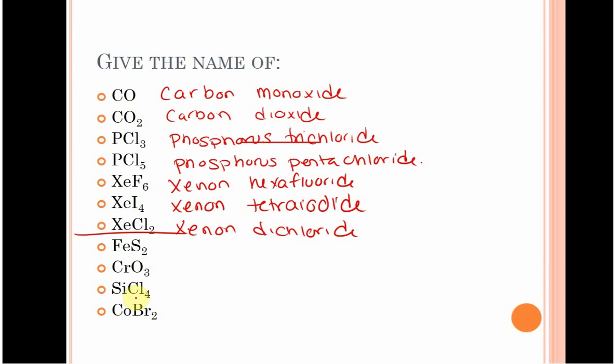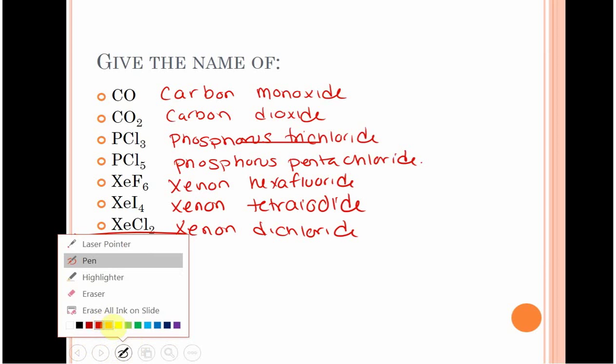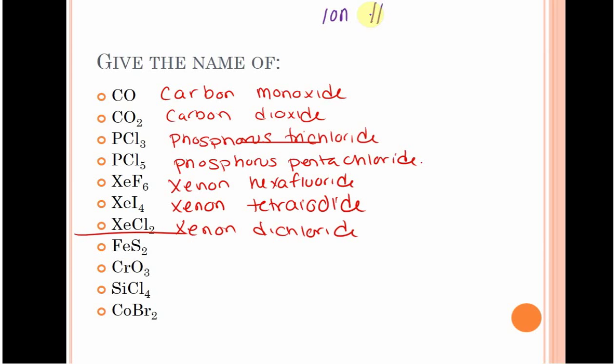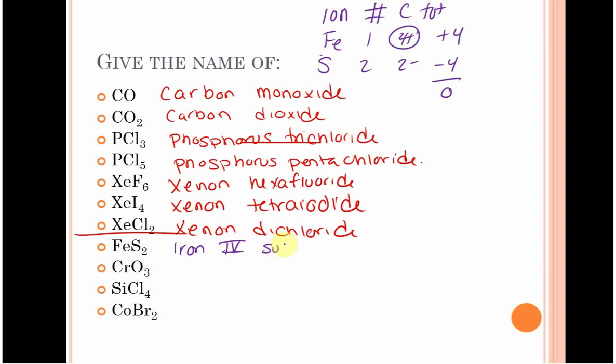Now this is where it gets kind of fun for me. Now we have transition metal. Fe with S. So we know it's iron and sulfur is going to become sulfide in the name, but how on earth do you know the Roman numeral? So you end up coming up here to make a table. Ion, number, charge, and total. Fe and S. There's one iron, two sulfurs. Charge on sulfur is 2 minus. You know that because it is in group 6. So that gives us a total of minus 4. To cancel and make a neutral compound, you need to have a total of plus 4. Only way to do that is to have a plus 4 charge on this ion. So this is iron(4) sulfide.